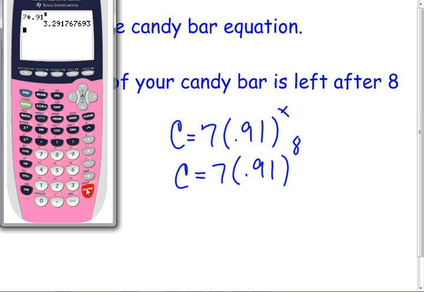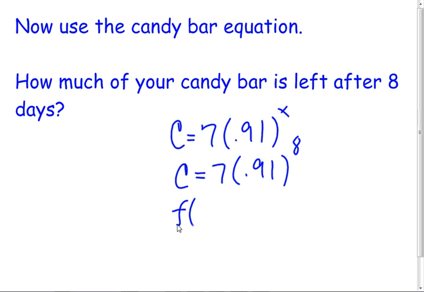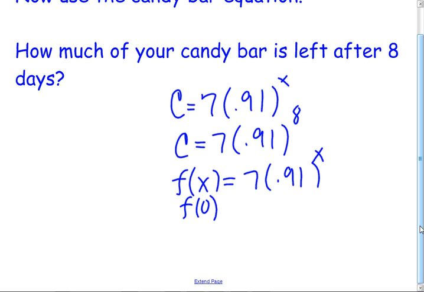Okay, so if you can do this, if you can write this equation, if you can write it recursively, if you can actually put the number in x, that's what that other worksheet was that I gave you. Do you remember f of x notation? f of x equals 7 times 0.91 to the x. What's f of 0? Just so you know the notation, this is what x is. So what I would do here is 7 times 0.91 to the 0.